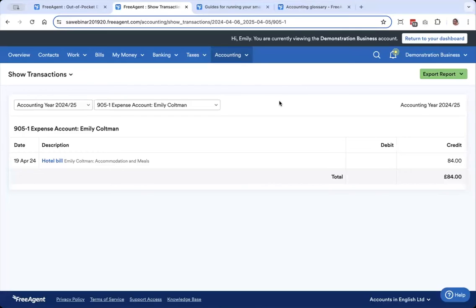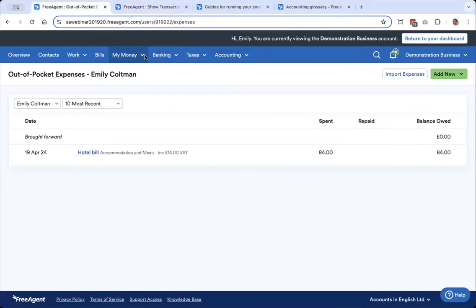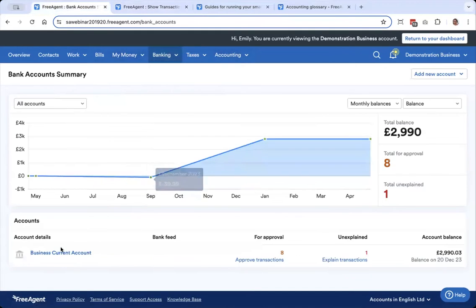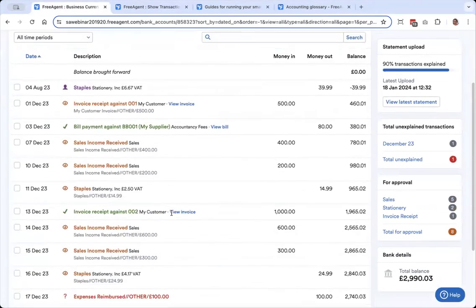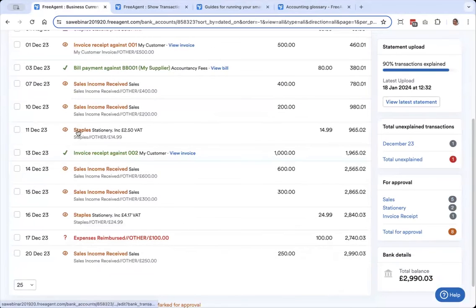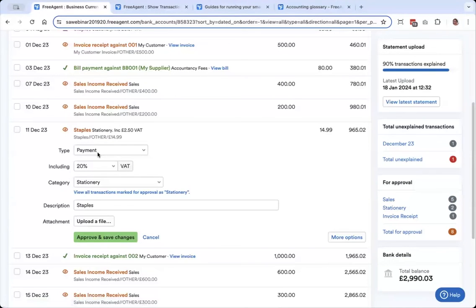You might find that when you contact the FreeAgent support team and ask how you should post a cost to the business, or perhaps the purchase of a new asset, should it be a bill? Should it go under My Money Expenses? Or can you simply explain it as a bank transaction? If I just quickly hop back to the banking screen. So like some of these transactions that have been posted for approval. So this here, we have just literally a bank payment for stationery.